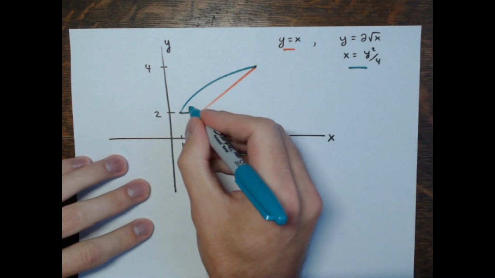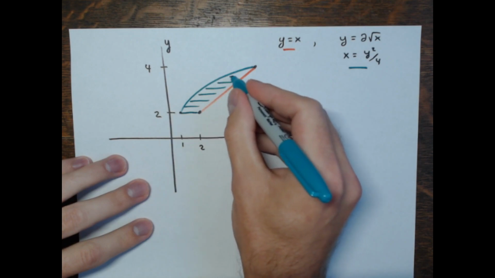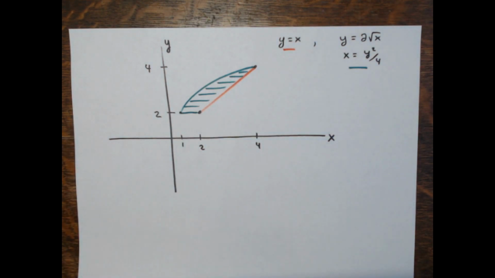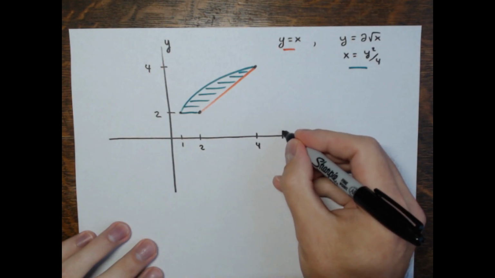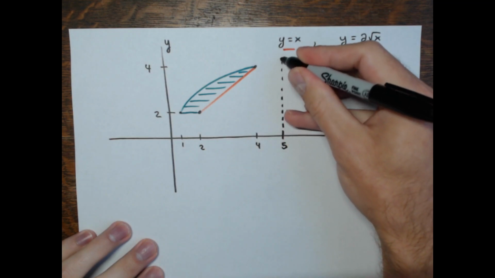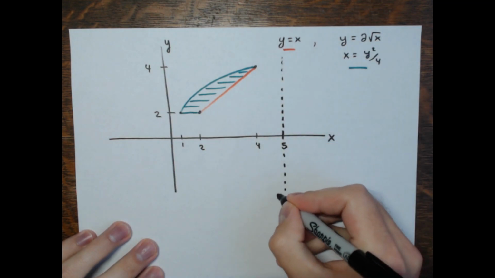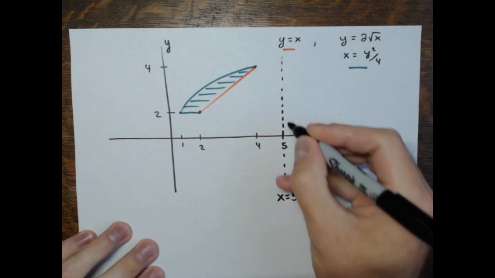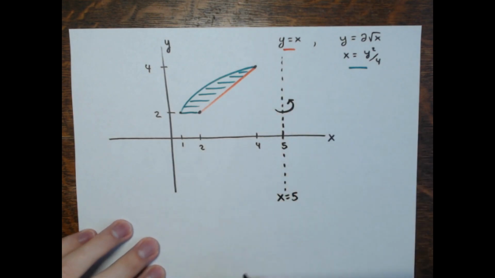And then between y equals 2 and y equals 4, so this region here. And we're rotating this region around x equals 5, right? So I'll make a little dotted vertical line here. Here's x equals 5, and we're rotating this region around that line.